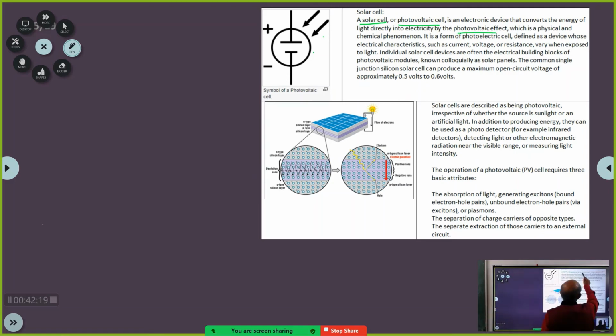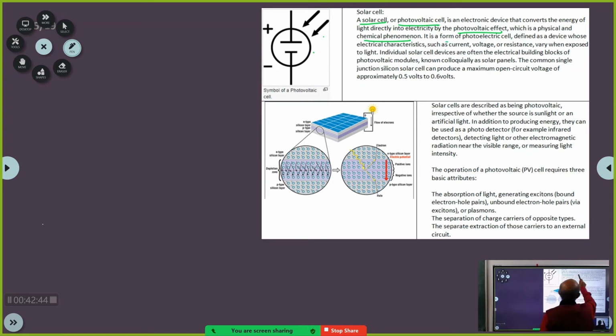By the photovoltaic effect, which is a physical and chemical phenomenon. There will be a chemical phenomenon, but it is reversible. That is, when light is falling, there is a chemical reaction. But when you take energy from that chemical reaction, it is the reverse. That is, the reactants are given back.